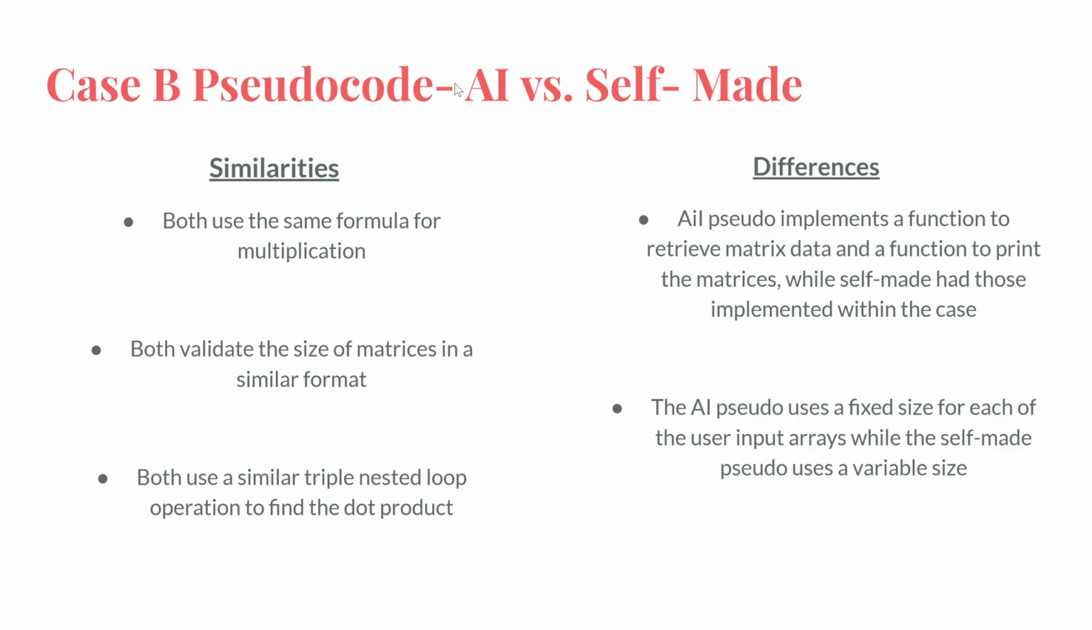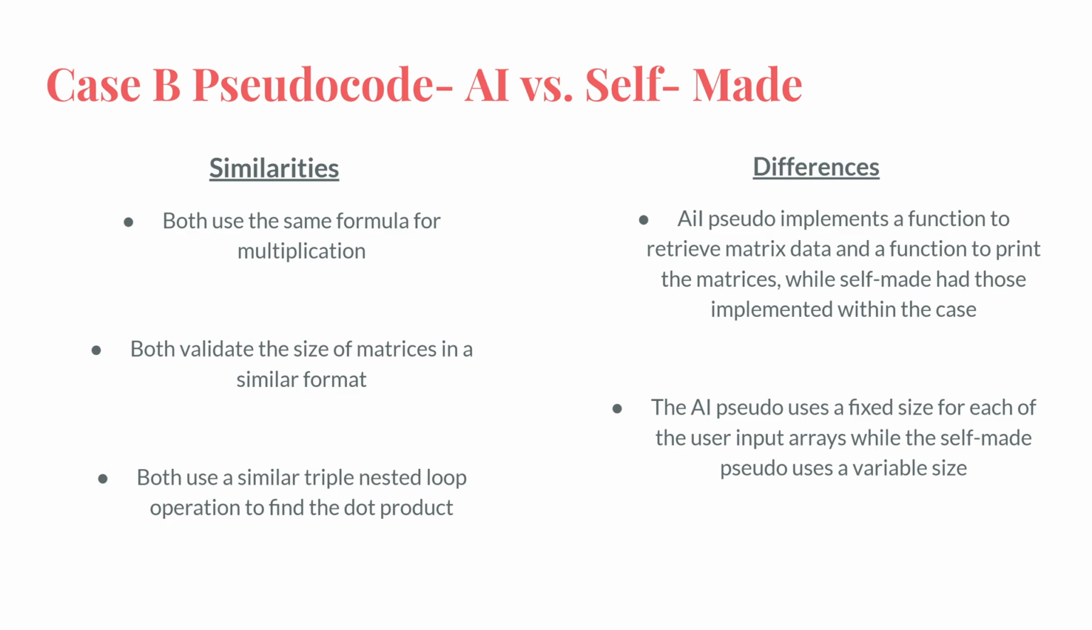So the main similarities between my code and the AI pseudocode is that we both use the same formula for multiplication, we both validate the size of the matrices in a similar format, and we both use a similar triple nested loop operation to find the dot product. And the main differences is that the AI pseudocode implements a function to retrieve matrix data and a function to print the matrices, while my pseudocode had those implemented within the case.